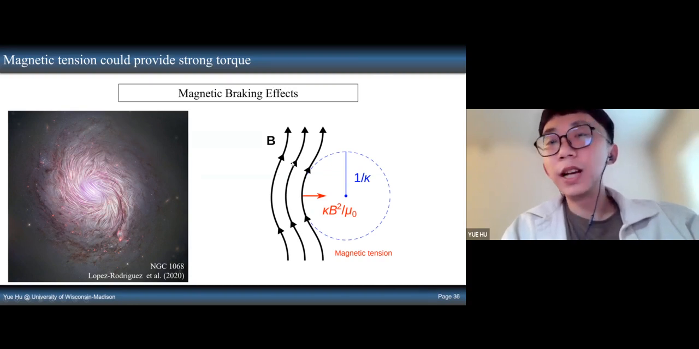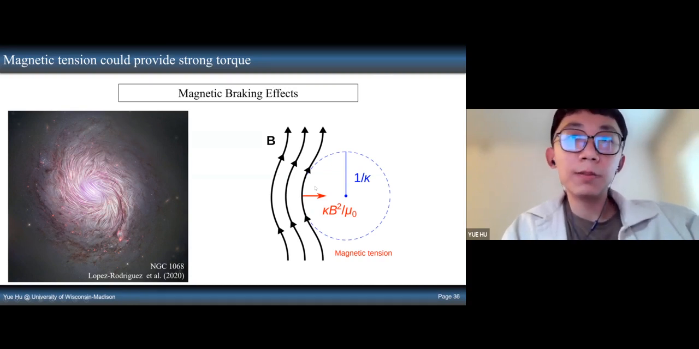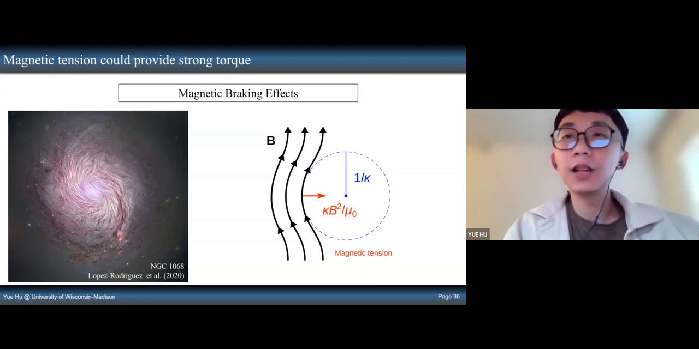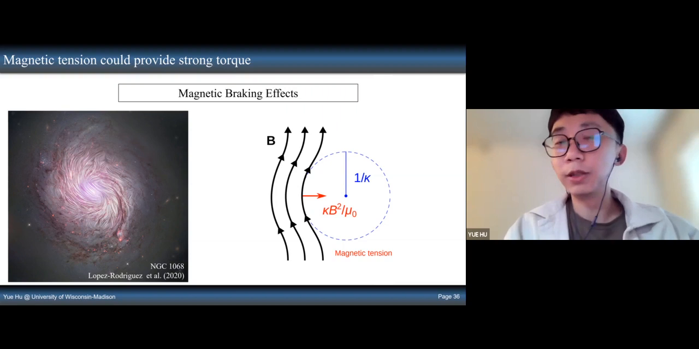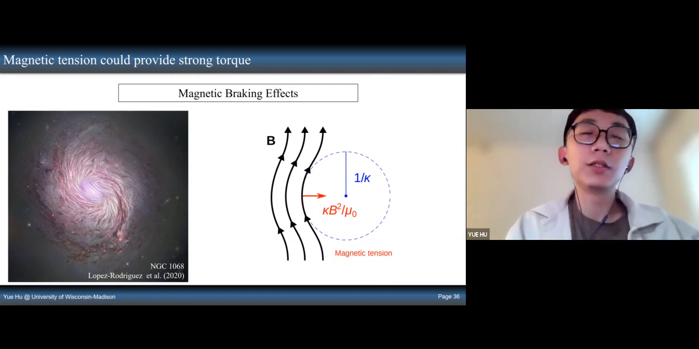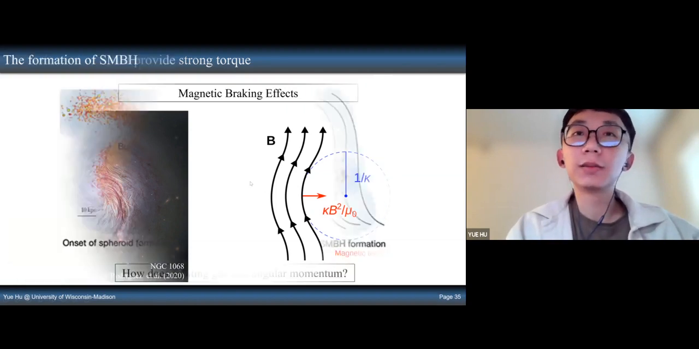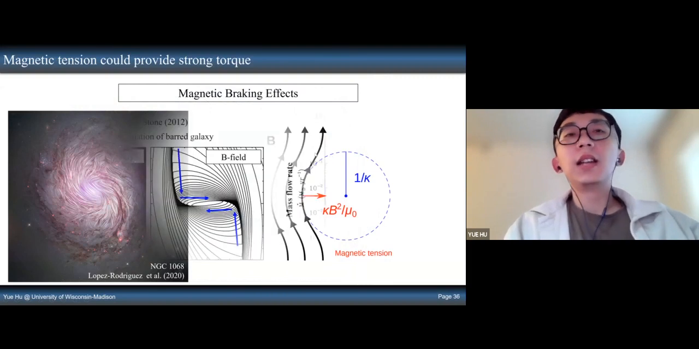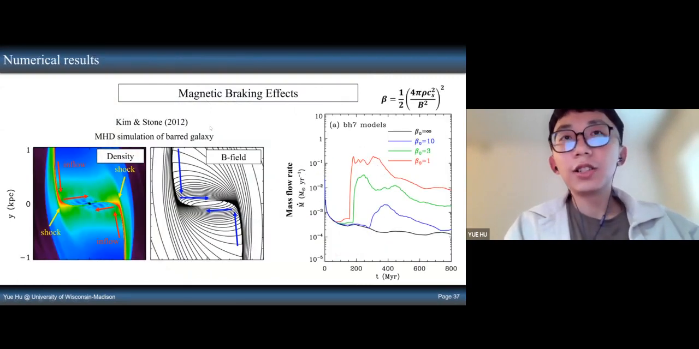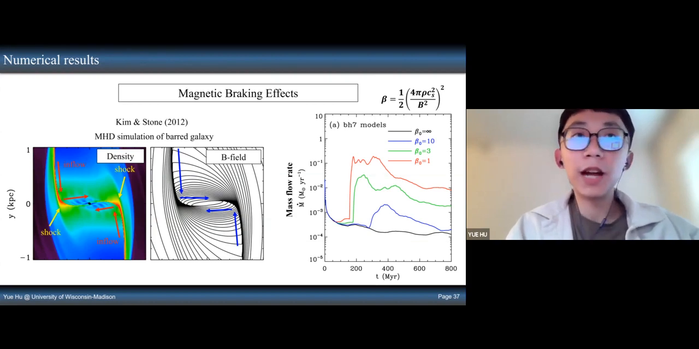Such distortion of the magnetic field will provide very strong magnetic field tension, and this tension will also provide strong torque to remove the angular momentum. And this is potentially one mechanism by which the orbiting gas on such a large scale can fall into the galactic center. And in numerical simulation, this magnetic effect is also apparent.